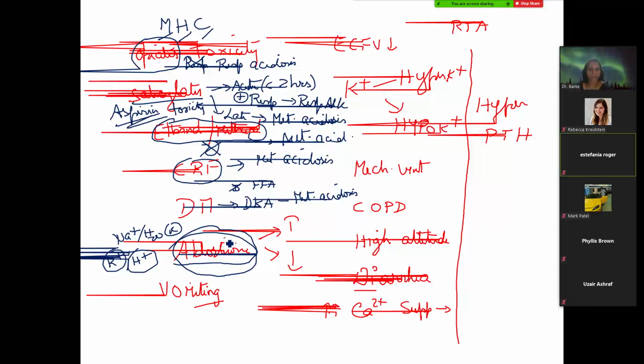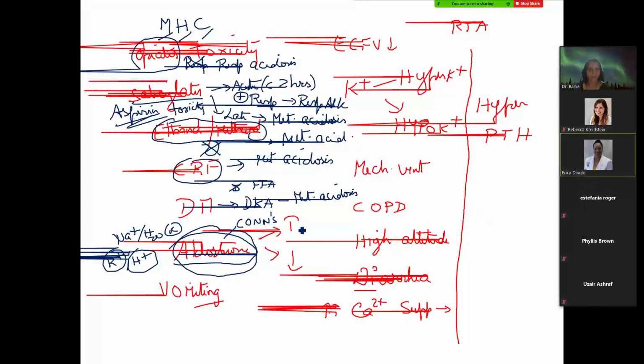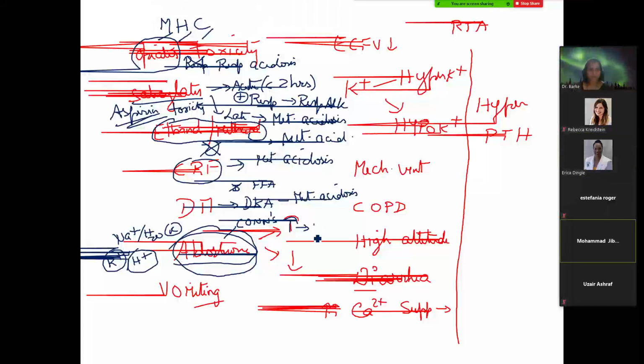What's the disease where aldosterone is high? What's that called? Conn's syndrome. So what's going to happen? What type of acid base do we get if aldosterone is high? Alkalosis. Good. Too much of H+ is excreted, so metabolic alkalosis.